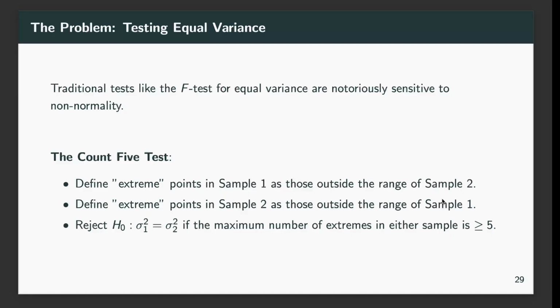Why we choose the number 5 is because it is based on theory and also on simulation. Later on we will verify computationally why 5 is chosen, but intuitively, let's think of it this way. If both samples have the same variance, neither of them should have many points outside the other's range. If one sample has a much higher variance, it will have many points outside the range of the lower variance sample.